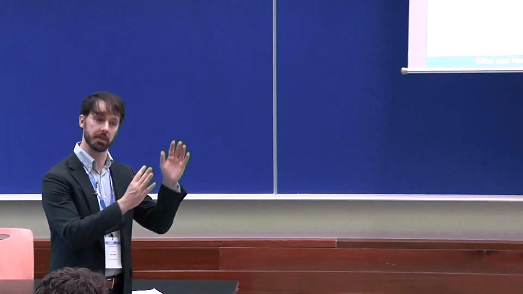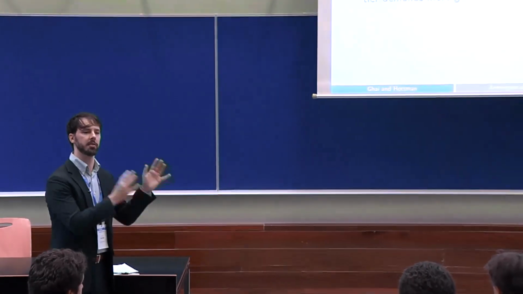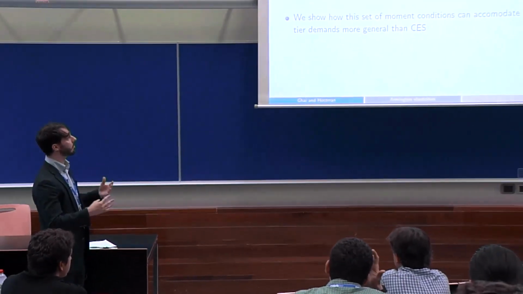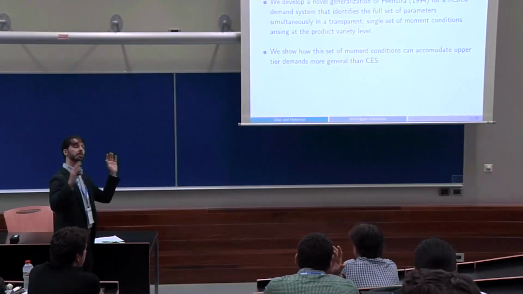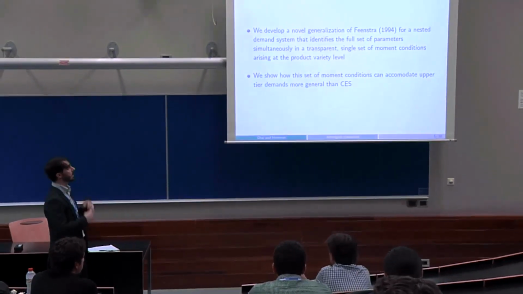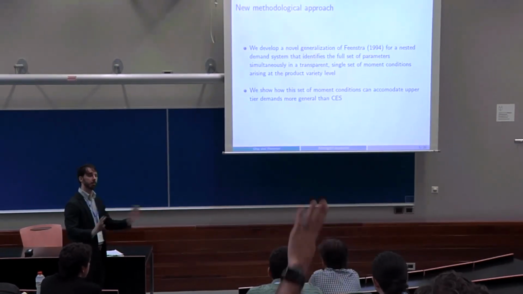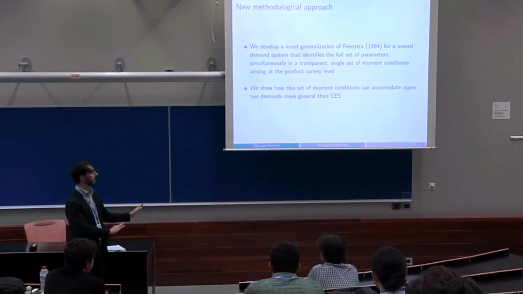But from a methodological perspective, we are making a contribution here as well, and I want to highlight that. What I'm going to be doing specifically is developing a novel generalization of the Feenstra 1994 identification procedure for a nested demand system, okay? Feenstra, Ruhl, et al. do have a generalization for nested demand systems. Ours is different. I think ours is better in a couple of ways, but most importantly, I'm going to show you it identifies the full set of parameters for the whole nested system in a single set of transparent moment conditions simultaneously, which is different from their estimation.